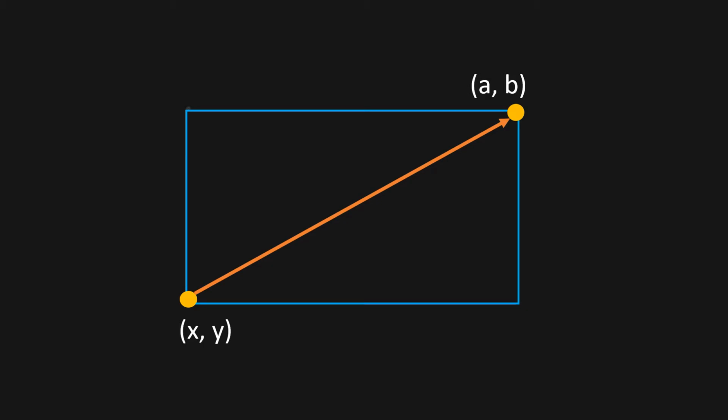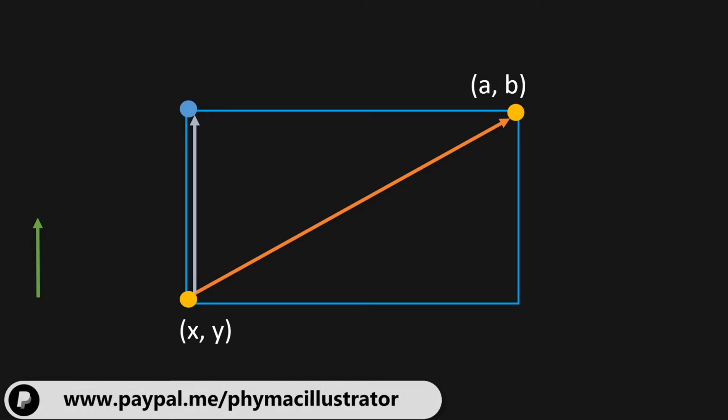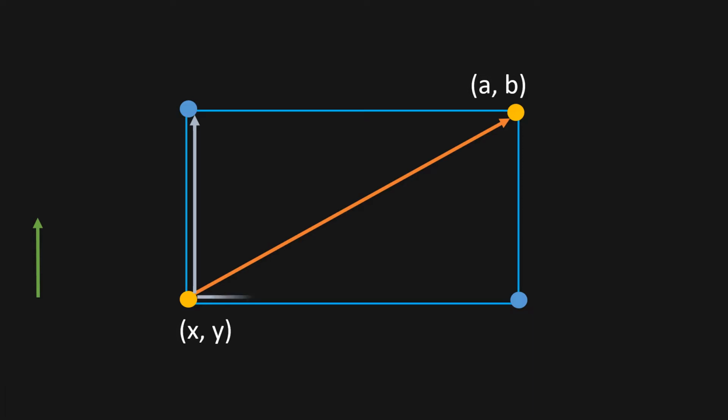To get the top left corner, we have to take the projection of this diagonal vector in the y direction. And then finally, we have to multiply it with the y direction to get the actual top left corner. And to get the bottom right corner, we have to take the projection of this diagonal vector in the direction of positive x-axis. And then finally, multiply it with the unit vector of x-axis. Now you have got the concept.